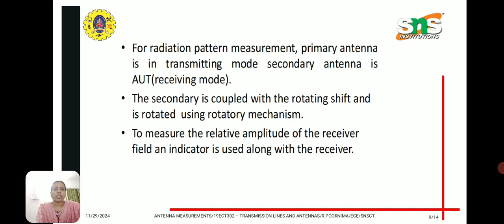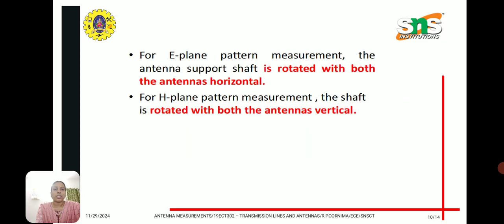For the radiation pattern measurement, the primary antenna is in transmitting mode and the secondary antenna is the antenna under test. The secondary is coupled with the rotating shaft and is rotated using the rotary mechanism. To measure the relative amplitude of the received field, an indicator is used along with the receiver. For E-plane pattern measurement, the antenna support shaft is rotated with both antennas horizontal. For H-plane pattern measurement, the shaft is rotated with both antennas vertical.